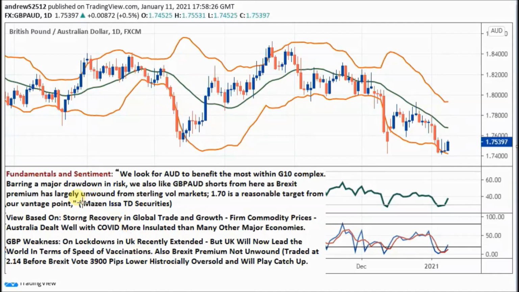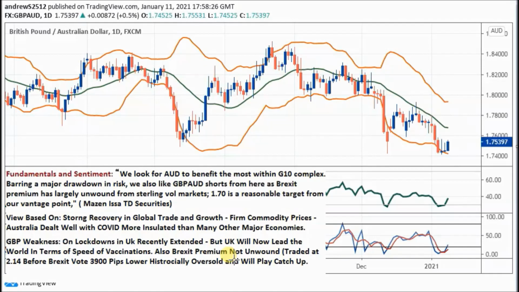Now, in terms of this, Brexit premium has largely been unwound. It hasn't at all, in our view. If you look at the pound, it's been under pressure to do with Brexit-related issues for a long time. Before Brexit, it was trading at 214, so it's what, 3,900 pips lower. Is that right? I think it's right, isn't it? Yeah. So it's very historically oversold.